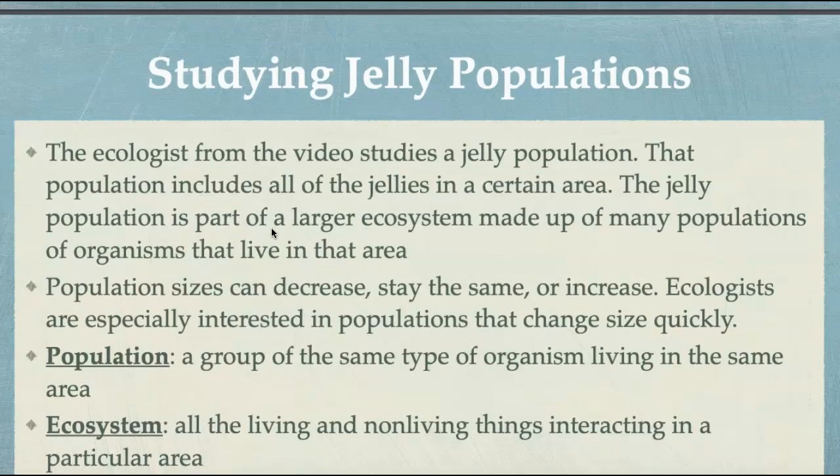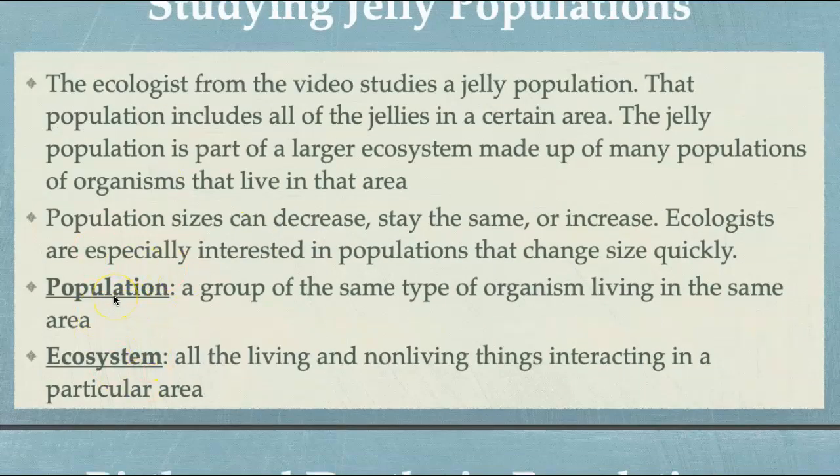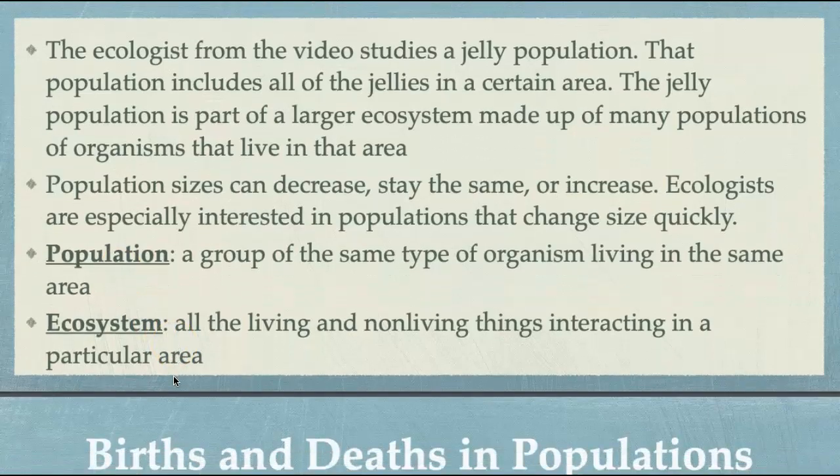Now, the ecologist from this video studies a jelly population, and that population includes all the jellies in a certain area. The jelly population is part of a larger ecosystem made up of many populations of organisms that live in that area. Remember the definitions: we have an organism, a population, a community, which is a bunch of different species interacting together, and an ecosystem, that community interacting with the abiotic factors. Population sizes can decrease, stay the same, or increase. Ecologists are especially interested in populations that change size quickly. So remember the definitions: population, the same type of organism living in the same area; ecosystem, all the living and non-living things interacting.